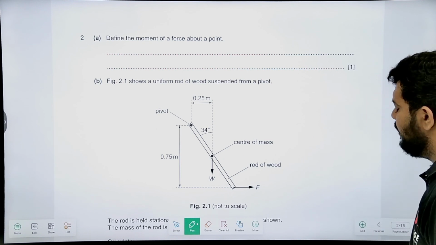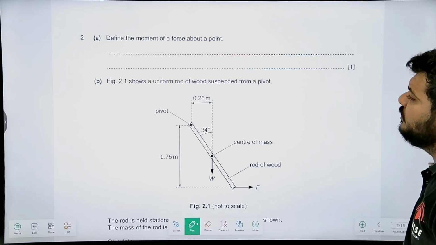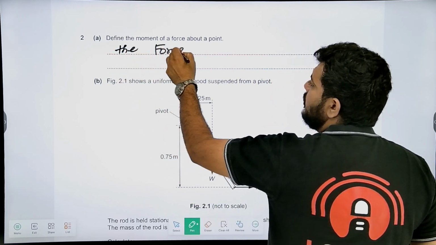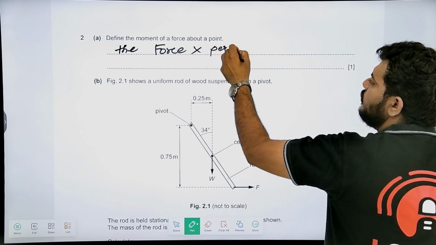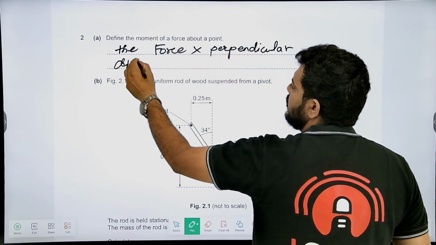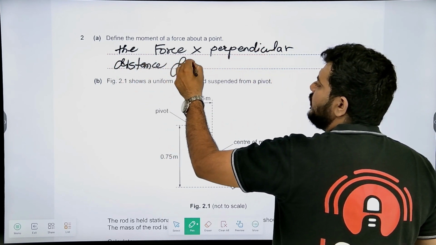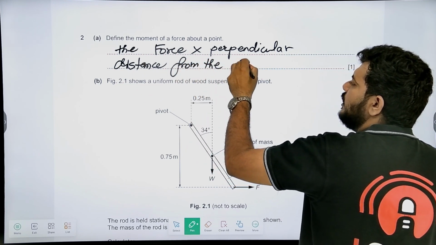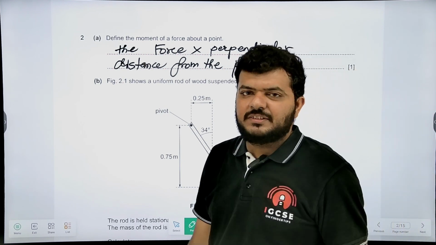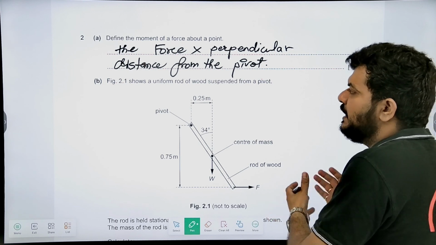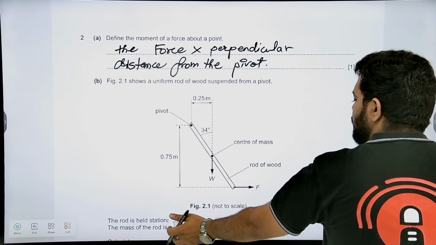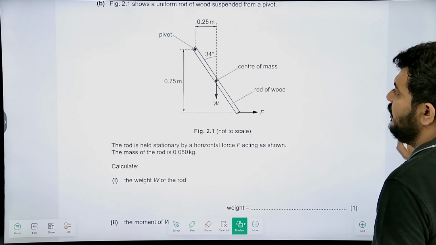Now, next question we have: define the moment of a force about a point. The force multiplied by perpendicular distance from the pivot. Generally, at the end of your textbook, you would have definitions, or you can go through a lot of mark schemes and make notes of your own definitions. There are very few definitions that are repeatedly asked, so you can do that.